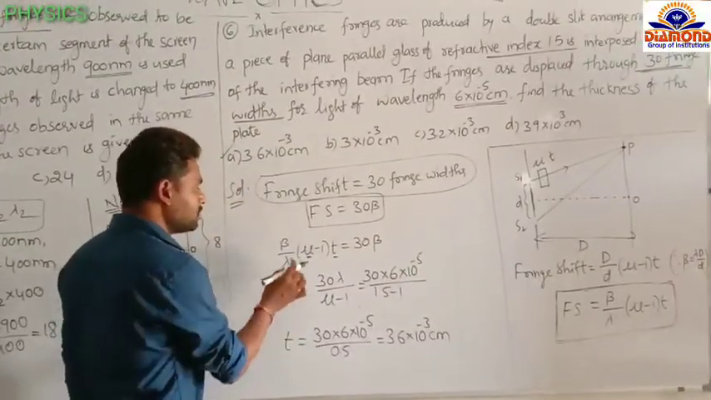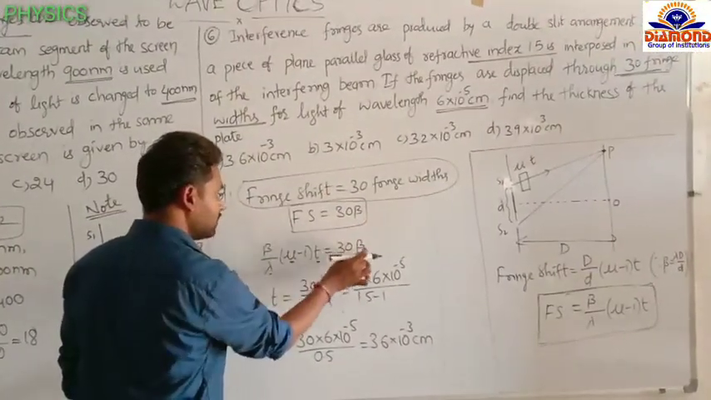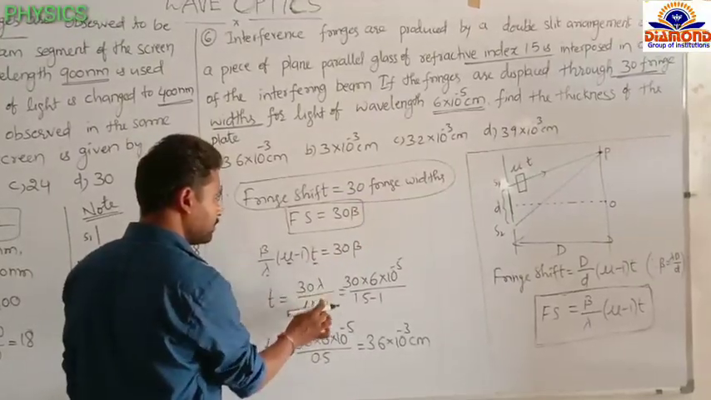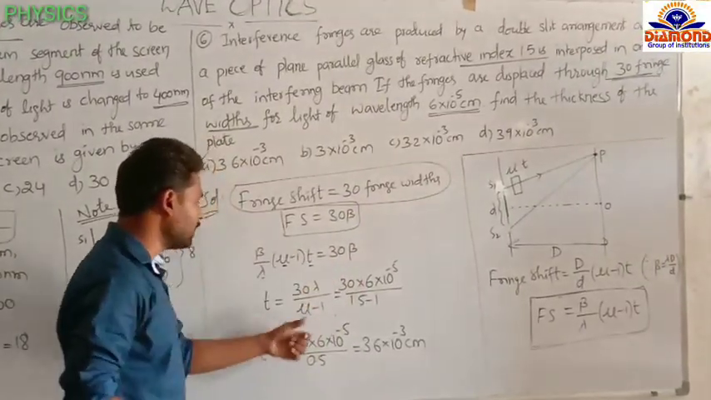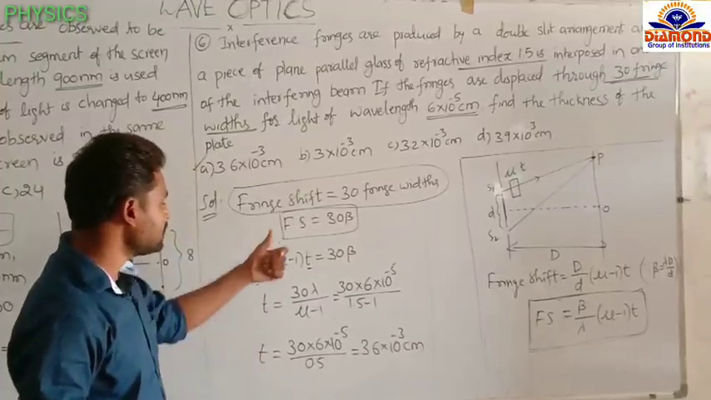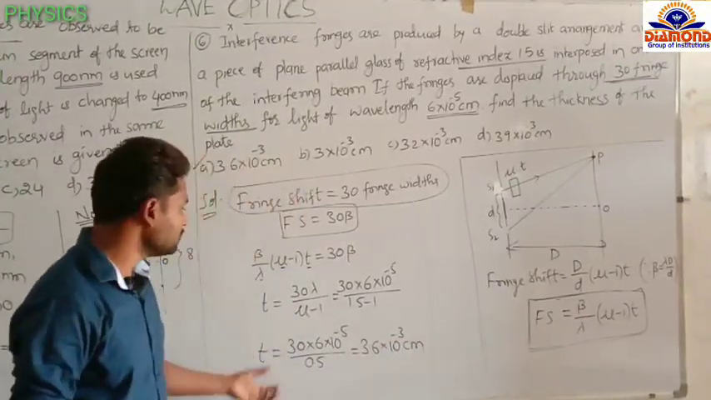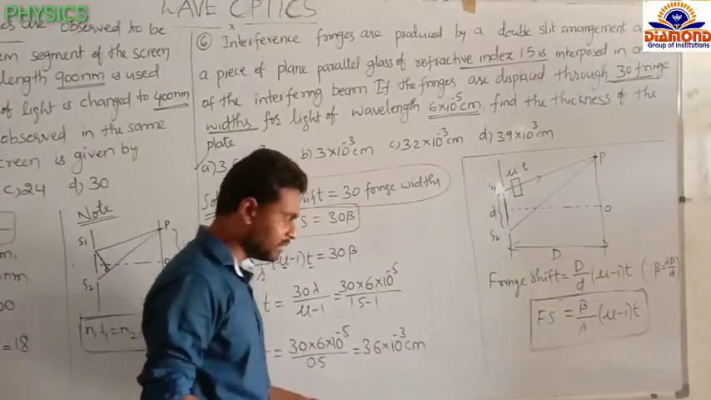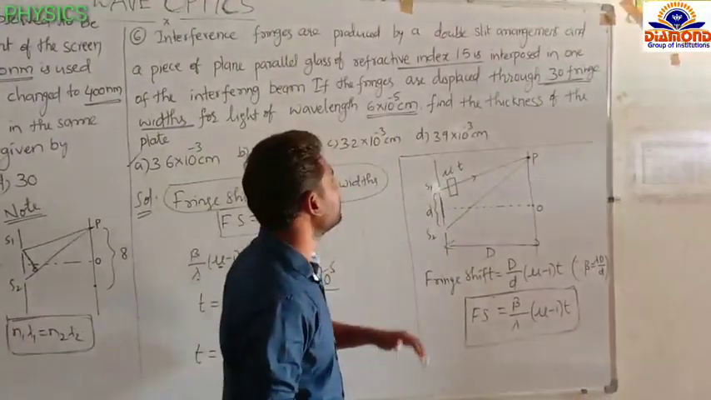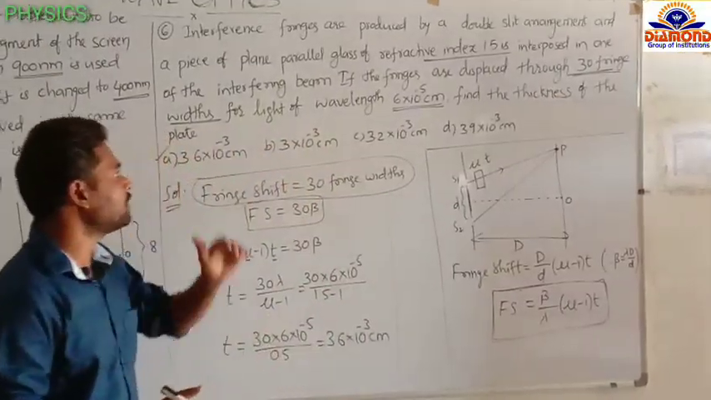So now t equals, sending lambda to this side and mu minus 1 also to this side, 30 lambda by (mu minus 1). Substituting the lambda value and mu value, finally we get the thickness of the plate as 3.6 into 10 to the power of minus 3 centimeters. By introducing this much thickness of plate in front of any slit, 30 fringe widths will be displaced from its position.